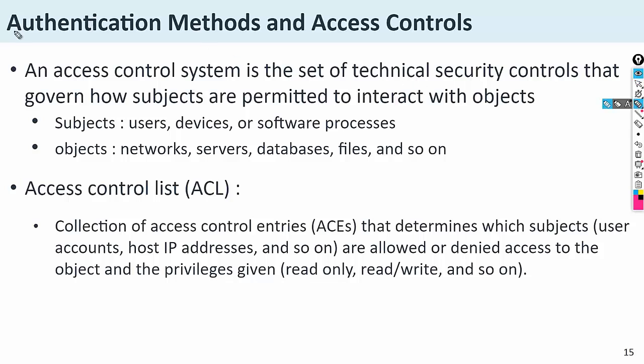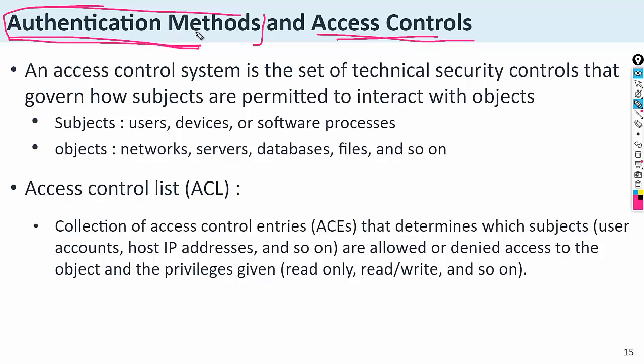So first is authentication methods and access control. What is authentication, what is authorization, what is access control? Access control is a system, a set of technical security controls that govern how subjects are permitted to interact with objects. Here are two things: subject and object.